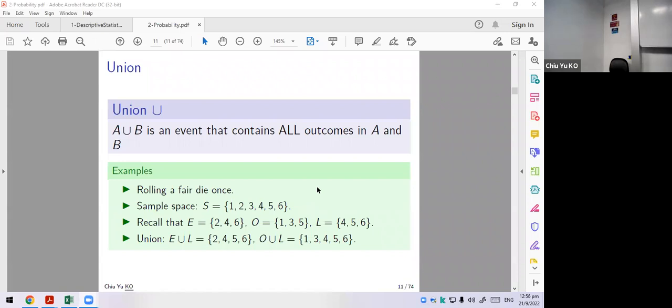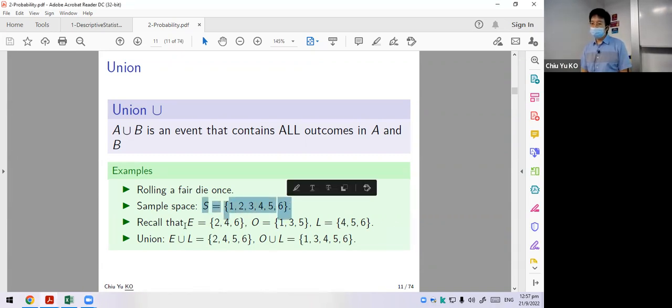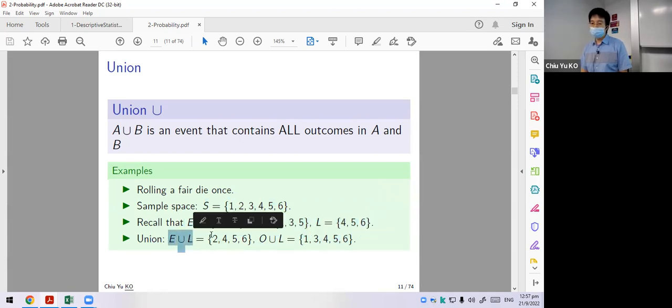Again, the union is also very simple. Just include everything in both sets, regardless of whether it appears twice. It is very similar to the operation you do in primary school, finding the lowest common multiple. Put everything in there. So in the example, we have again rolling a die, E, O, L. Look at E union L. You just put everything there. You have 2, 4, 6, and you have 4, 5, 6. You just write everything inside.